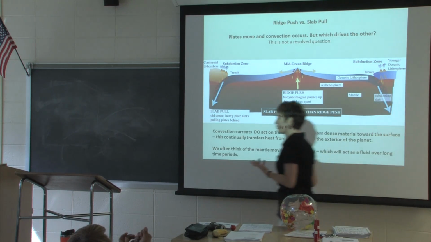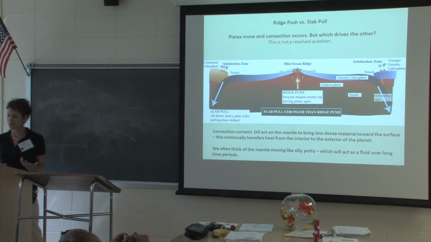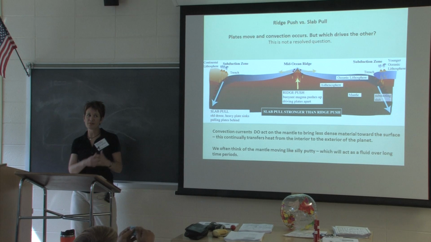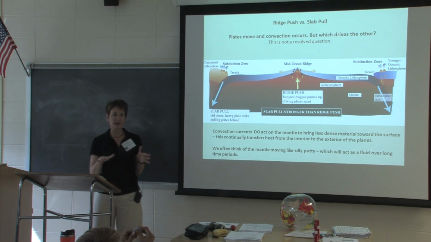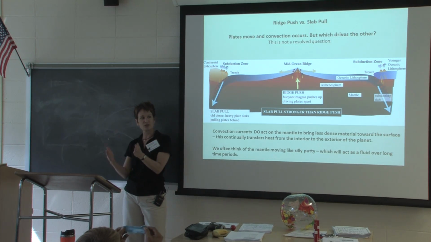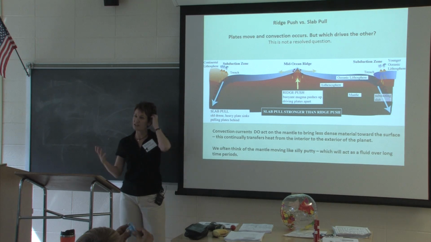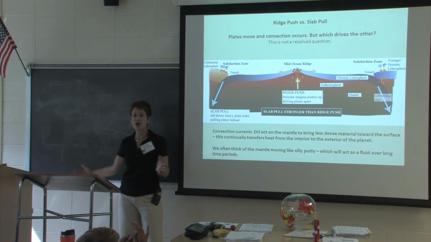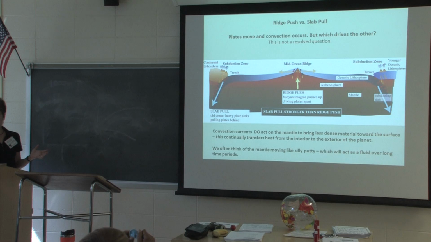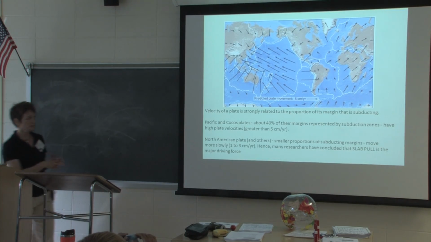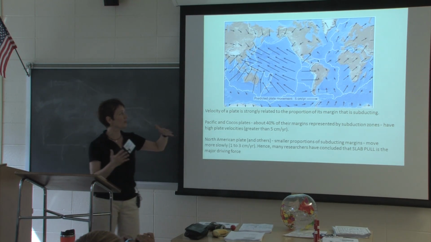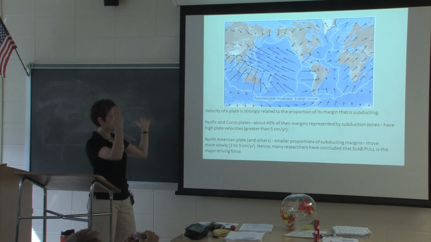Well, that's maybe an important point, because we really did think that ridge push was the dominating factor. But the geophysicists say, wait a minute, let's look at how fast these plates are moving around Earth, and let's assess the plate movement and compare it directly to the mechanism that's moving that plate. So they looked at the Pacific plate. The Pacific plate has a large margin of it that's subducting. It has some of the highest velocity vectors. These are vectors: the length is indicative of the magnitude, and of course the direction is the direction.